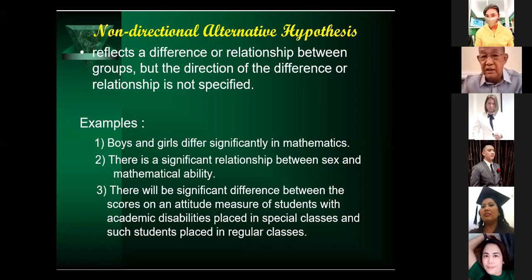Anyone may come out. Hindi ka mukha nung one-tailed, may predicted direction ka. It's either the boys would manifest higher performance in math, or girls would manifest higher performance in linguistics. Someone like that. Or there is a significant relationship between sex and mathematical ability. Or there will be significant difference between the scores on an attitude measure of students with academic disabilities placed in special classes and such students placed in regular classes.